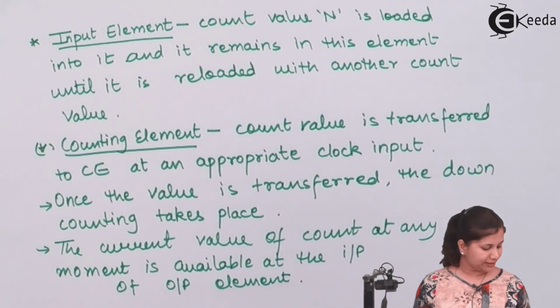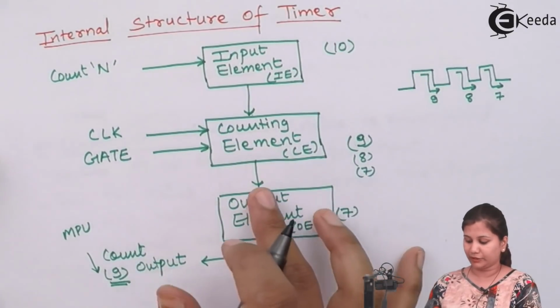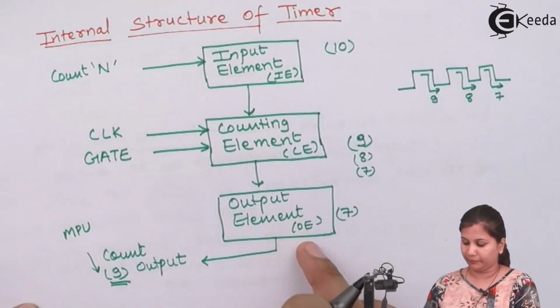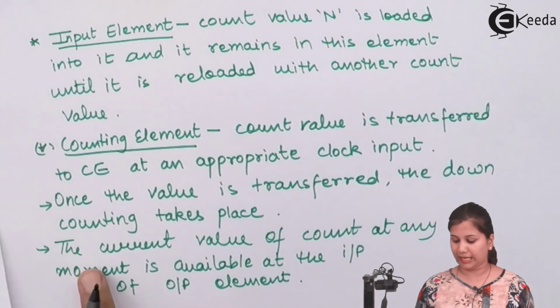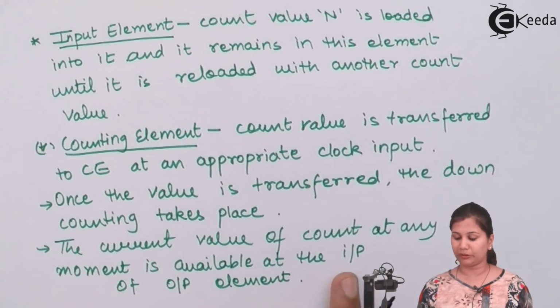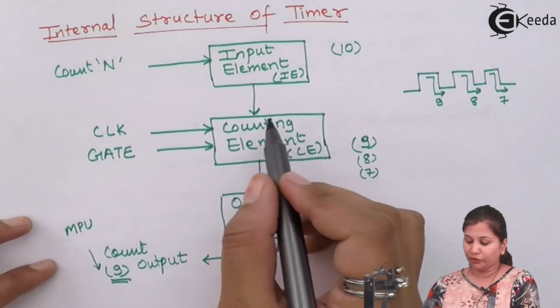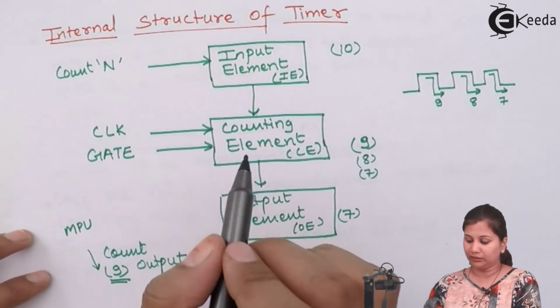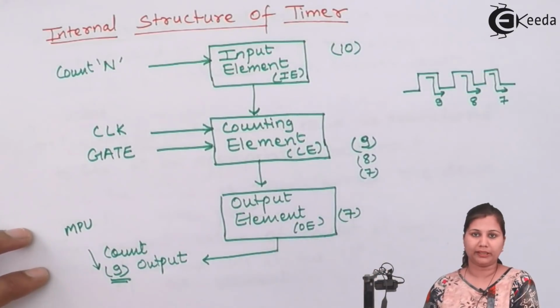In the diagram we can see that the output of the counting element is connected to the input of the output element. Here I have written that the current value of the count at any moment is available at the input of the output element. So whatever is the current value of the count in the counting element is available at the input of this output element.